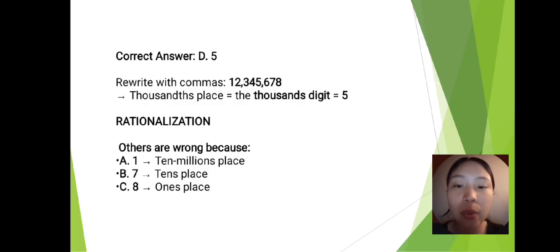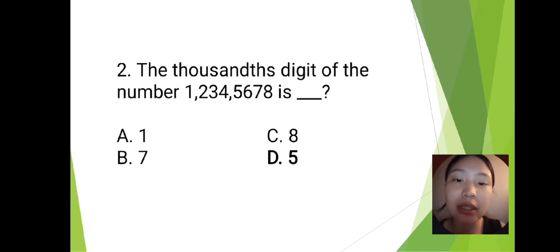So the 1, 7, and 8, ang number 1, letter A1, it's 10 millions place. 12 million, right? And then letter B, 7, tens place. Tens, pagkausap pala niya, tens. And also the 8, ones. That's why the letter B, 7, tens place. And the C8, ones place. Therefore, the correct answer is letter D, 5.